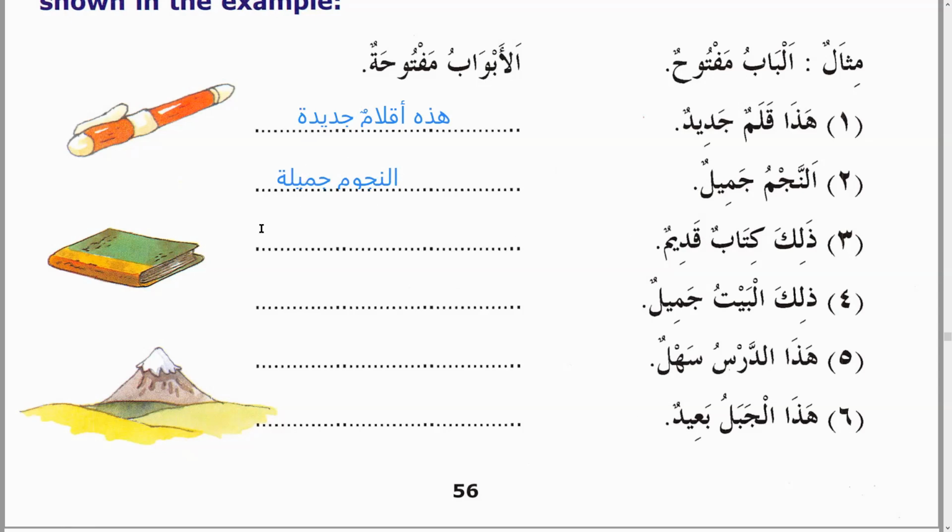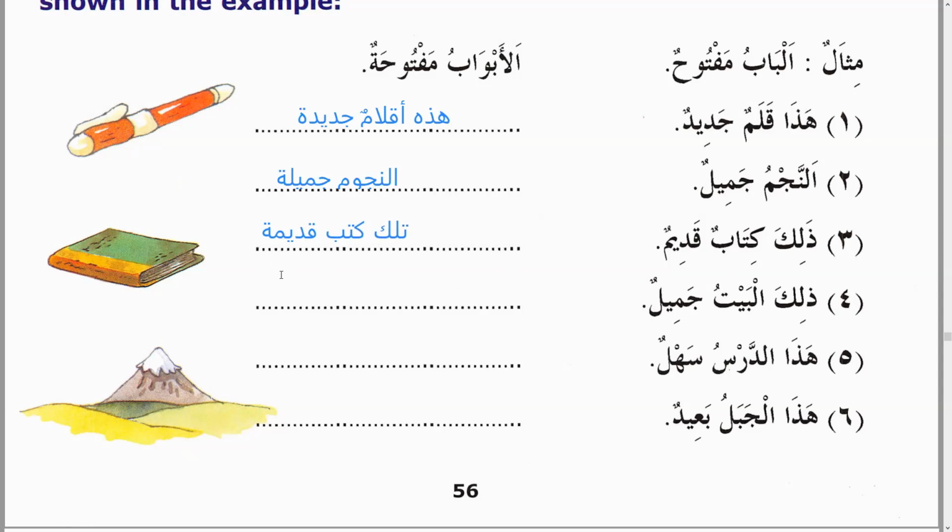Dhalika kitabun qadimun. That is an old book. These are adjectives, right? This is the man'ut, the mawsuf, and this is the sifa. So for dhalika we won't use ulaika, we'll say tilka. The plural of kitab is kutub, and qadim is qudama, but we won't use the plural form. We'll use the feminine form, qadimatun. Tilka kutubun qadimatun. Those are old books.